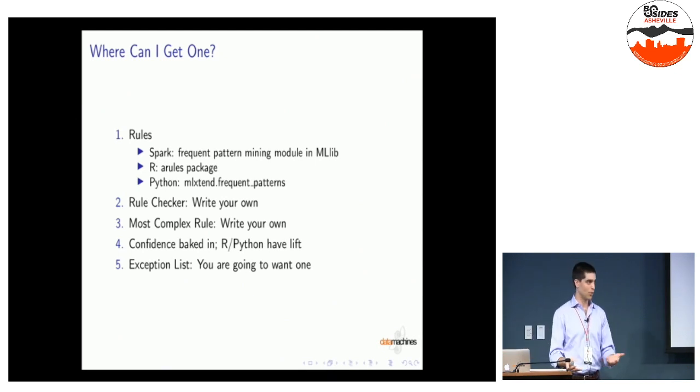So if you go roll this at home this afternoon, in a couple of hours, add that feature, you'll be glad you did. Also really simple. Confidence is baked in R and Python and Spark. R and Python have lift, and in Spark you have to write that yourself. The formula is quite simple. The exception list, you're going to want one. Again, that's very easy. You just identify with whoever you're working with, your SMEs, or you are the SMEs, the rules and the breakages that are boring, and write a little way to not be shown those the second time.